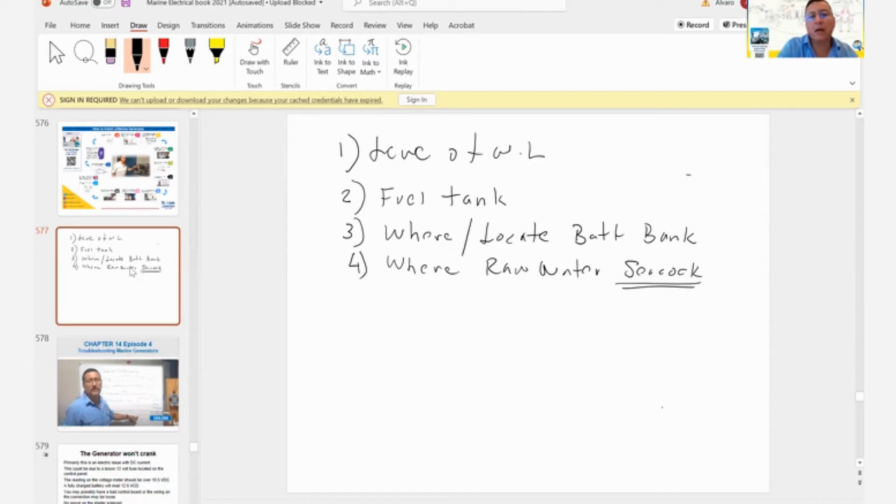And of course, an individual seawater strainer. What is the recommendation of the location of the seawater strainer and the location of the raw water pump?